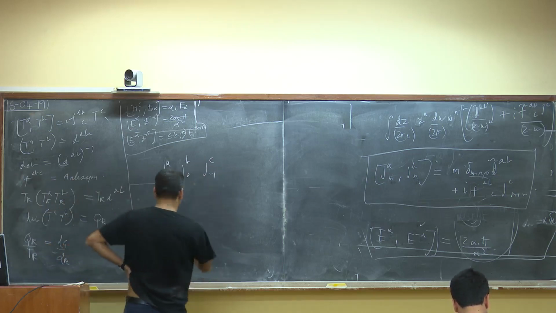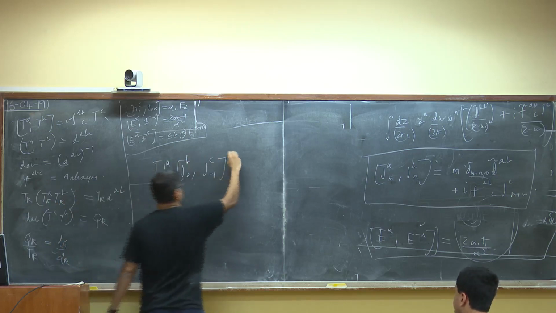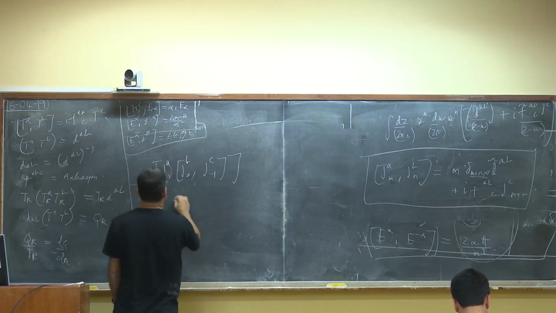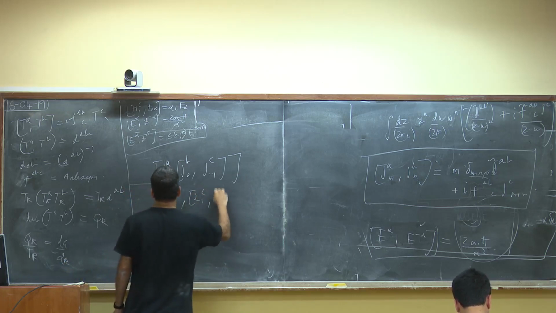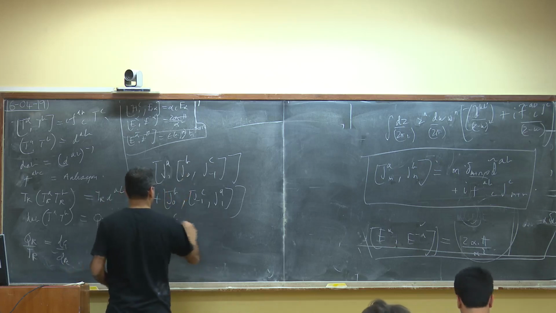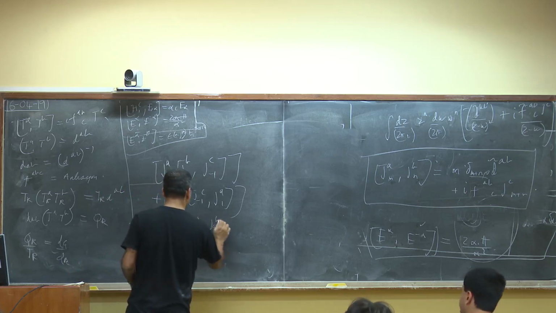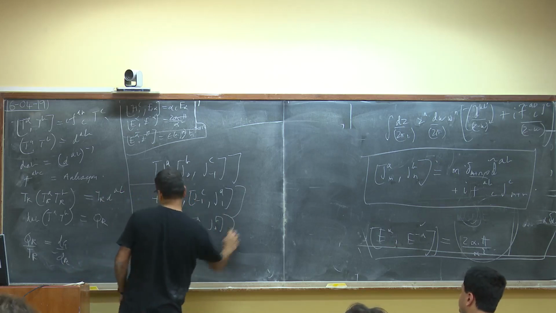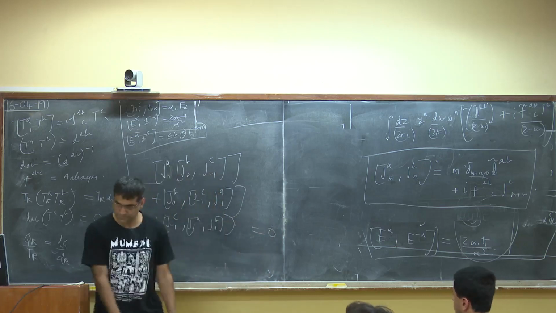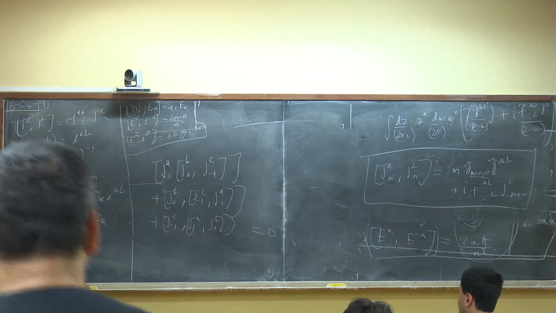Okay? So what I want is this, plus the commutator of J0b with J minus 1c, J1a, plus the commutator of J minus 1c with J1a, J0b, is equal to 0. This must be true. I'm going to use this to extract some information.